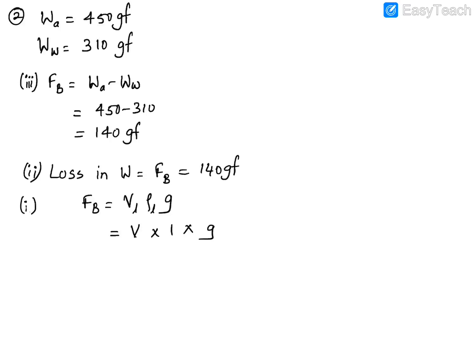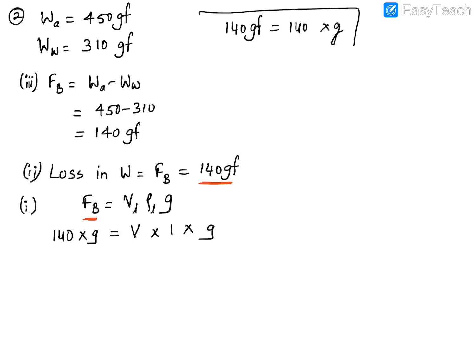What is the upthrust? Upthrust is given to us as 140 GF. How to write 140 GF, guys? Look here. We'll write 140 into G. Remember, whenever it is GF, gravitational force is acting, so you have to put the gravity over there. For example, 140 gram force basically means 140 into the gravitational force. Remember, make a note, very important. That's how we write.